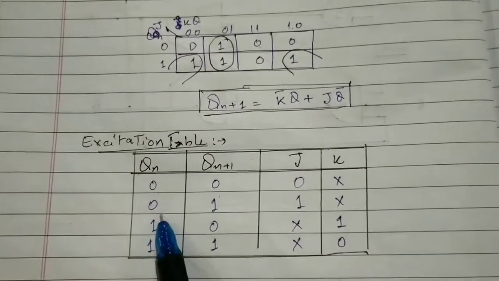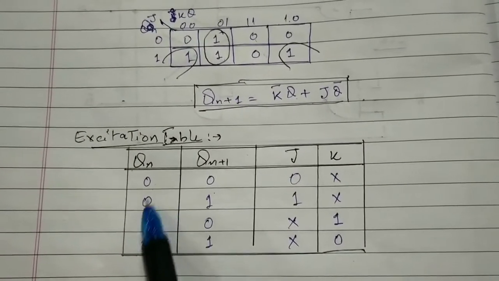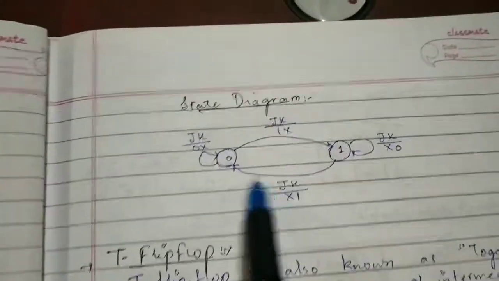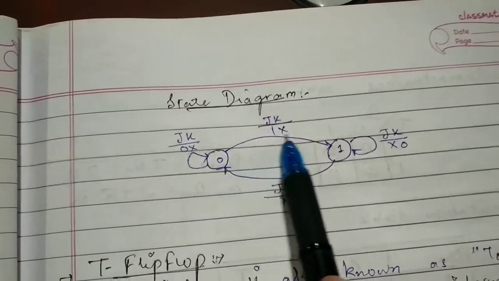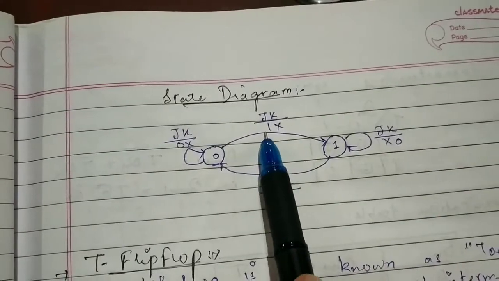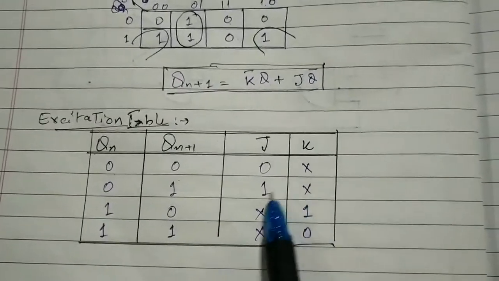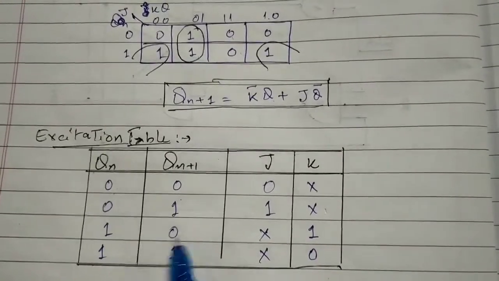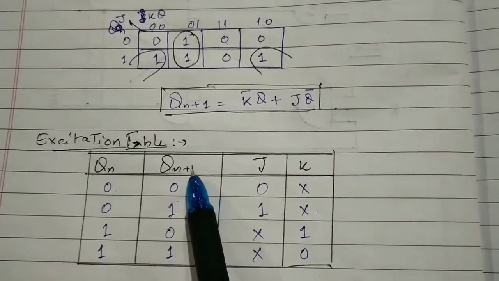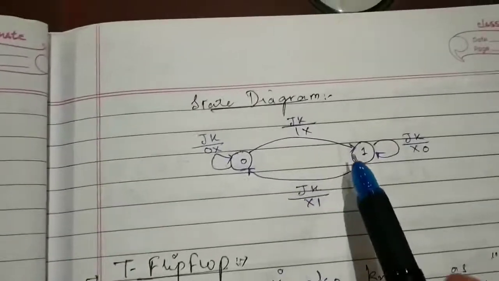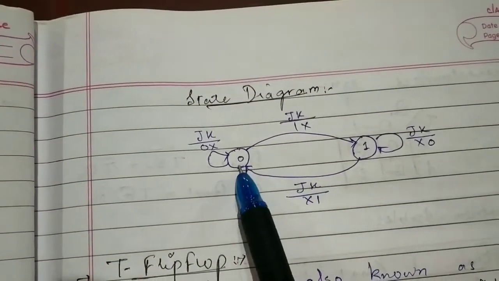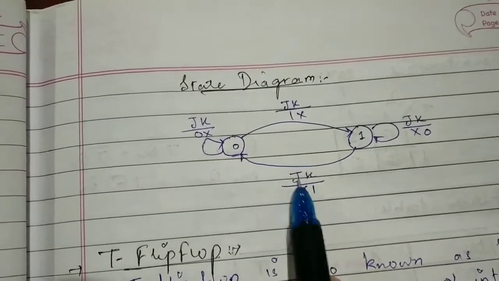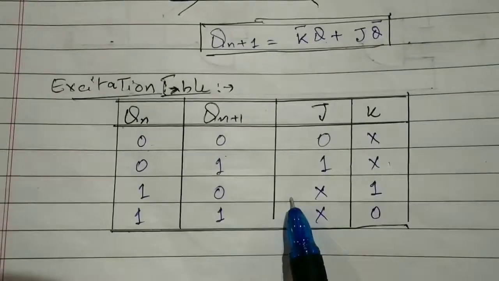For the next entry, 0 is the initial value and 1 is the next value. So we draw an arrow from 0 to 1, for the inputs 1 don't care for J and K. Next we have 1 0: the initial state is 1 and the next state is 0. So we draw an arrow from 1 to 0, pointing towards 0, and for the input value don't care 1 for the JK.